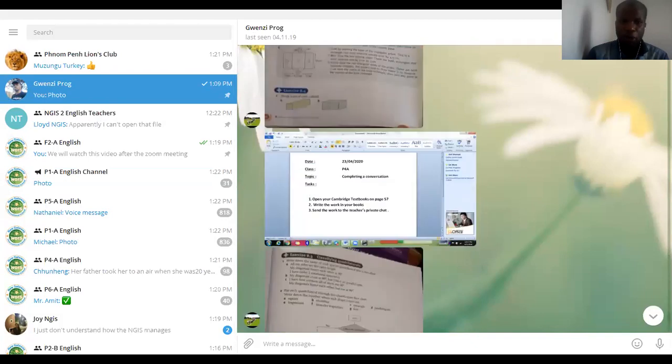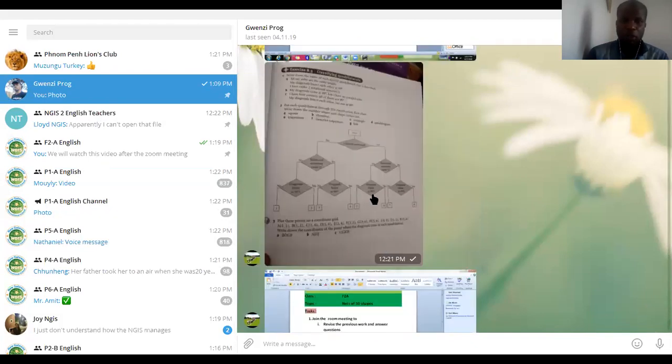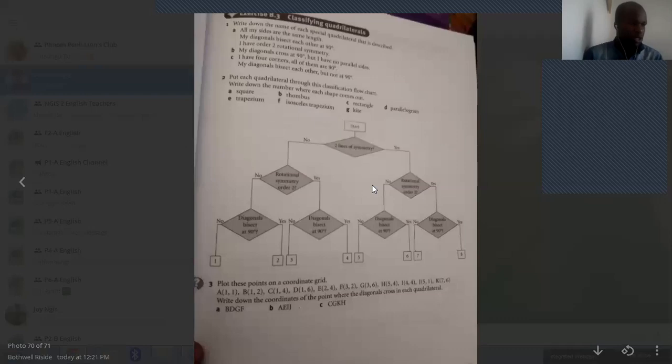Right. We went on to discuss this. This is what we did, and this is the work that some of you were supposed to have done. The first one said, write down the name of each special quadrilateral that is described. All of my sides are of the same length. My diagonals bisect each other at 90 degrees. And I have order 2 rotational symmetry.